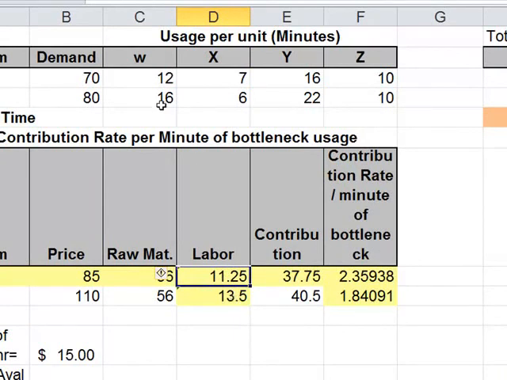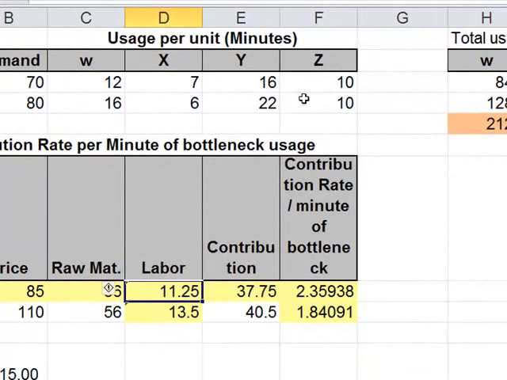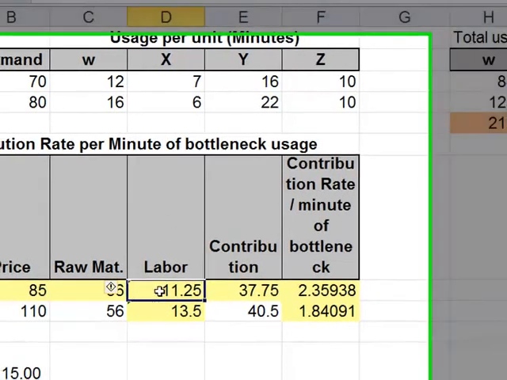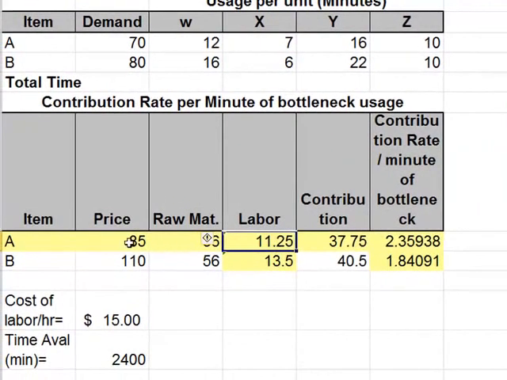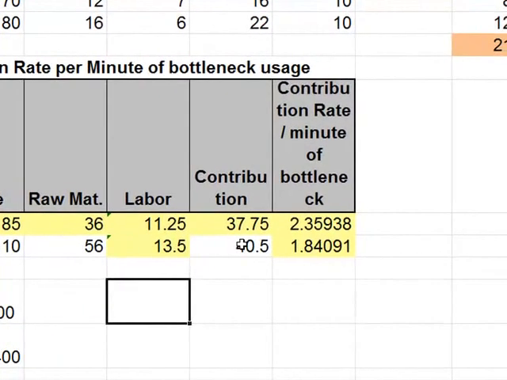Again, this is basically adding these numbers up. These are the amount of time you need in minutes at each process. Divide that by 60 and multiply that by $15 to get the labor price. And then you subtract $36 and $11.25 from $85 and you'll get $37.75, and similarly 110 minus 56 minus 13.5 will give you $40.50.